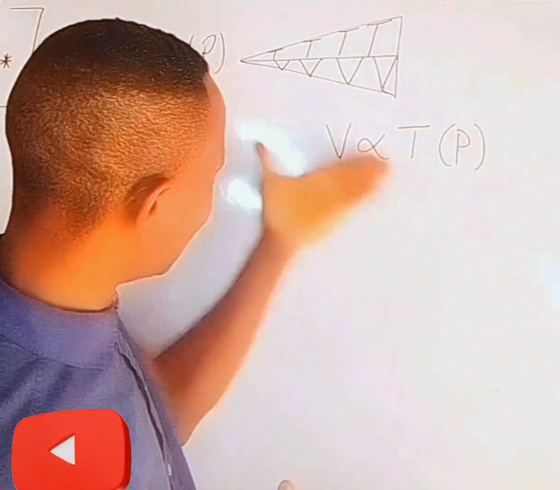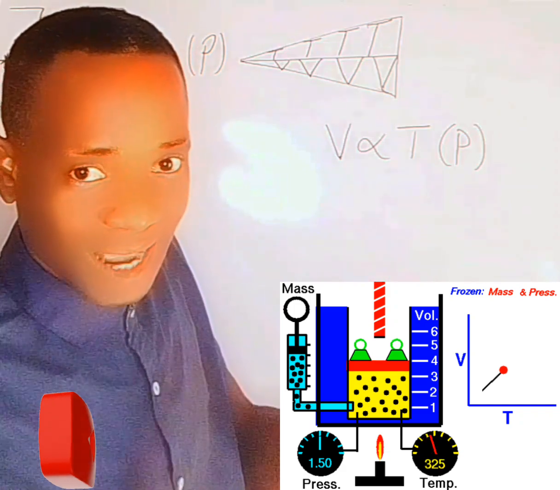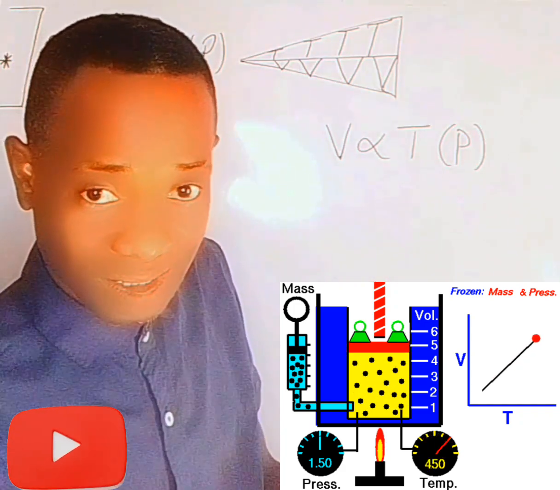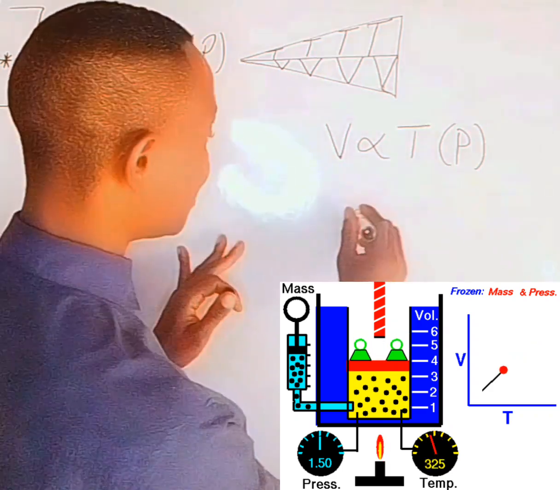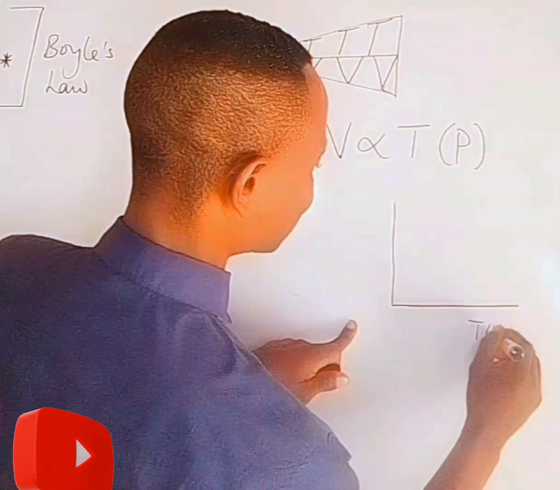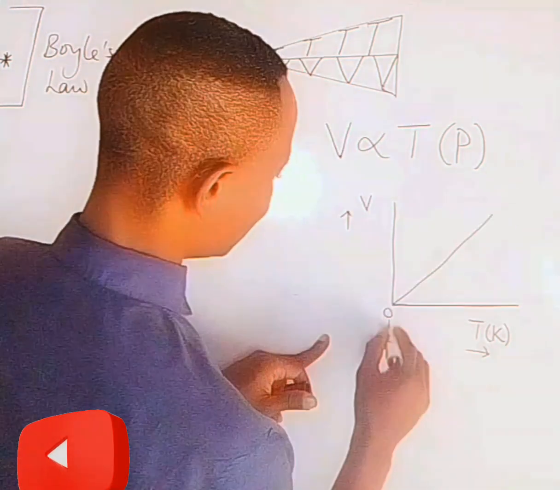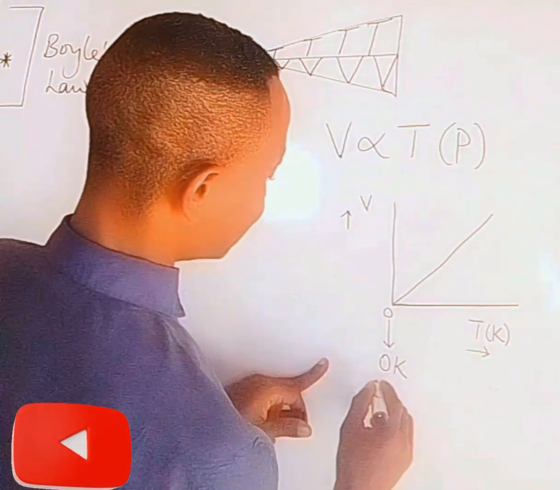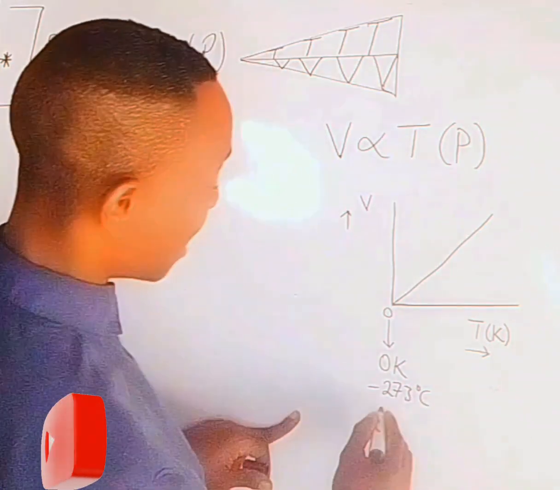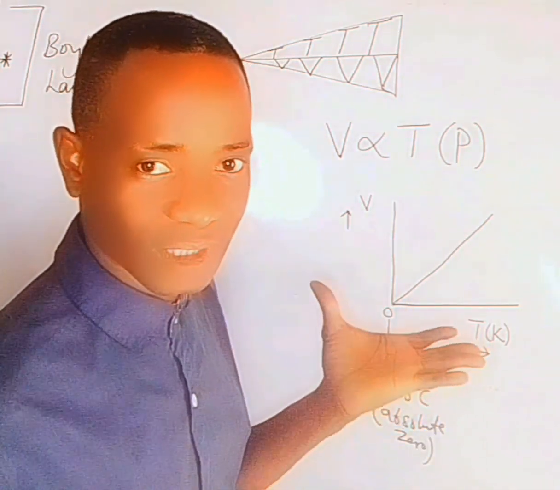This actually represents this, because volume is directly proportional to temperature. It means that as volume increases, temperature also increases. As volume reduces, temperature also reduces. It means that graphically, when you plot volume against Kelvin temperature, you are going to get a straight line graph that begins at 0. This 0 is 0 Kelvin, and it is numerically minus 273 degrees Celsius, and it is called absolute zero. This is the graphical representation of Charles's law.